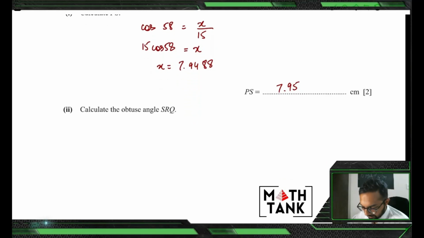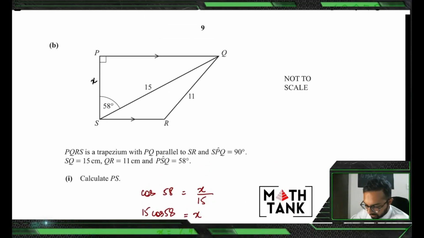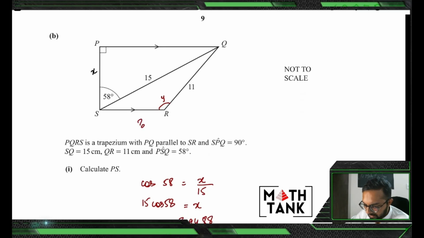Then it says calculate the obtuse angle SRQ. So I'm going to first mark that angle. Let's call that Y. I want to find this angle. Now, what I notice is that right now I can't use the cosine rule because I need the third side. If I want to use the cosine rule, then I have to somehow end up using the sine rule. For the sine rule, if I have this opposite side, I can keep this angle, but I must have this angle in order to keep this as the opposite side.